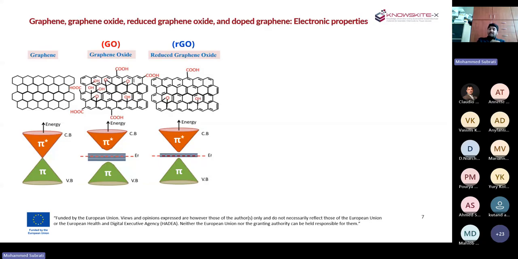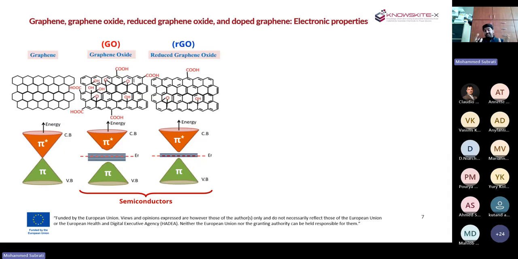What happens if you reduce graphene oxide? Then you restore the sp2 conjugation, but of course, nothing is perfect. You never fully recover the sp2 conjugation. But as you may expect, you narrow the band gap relatively.